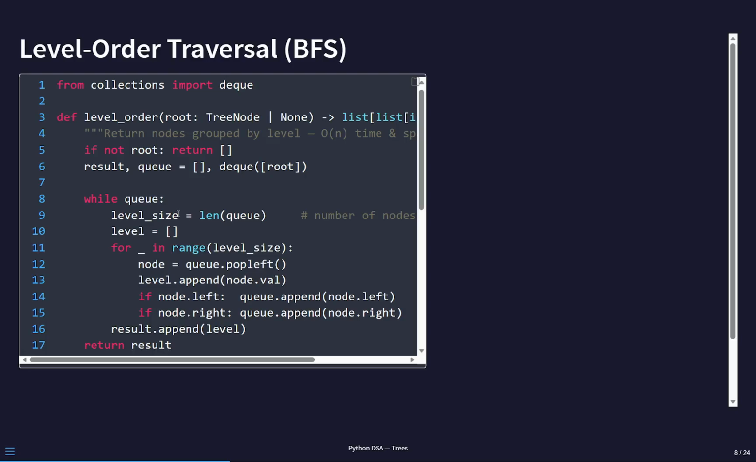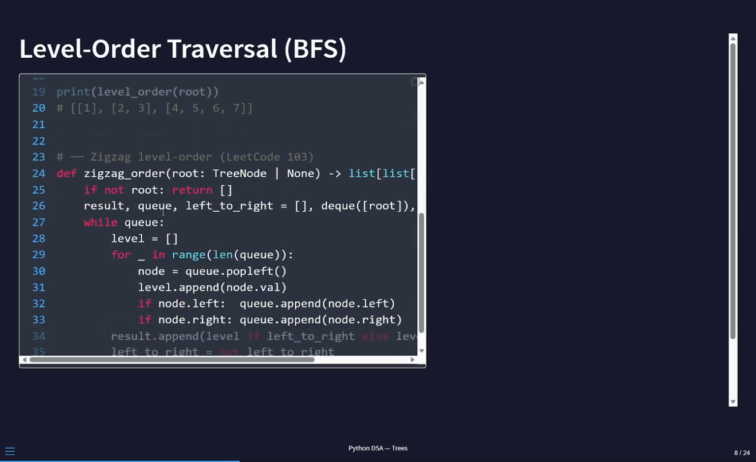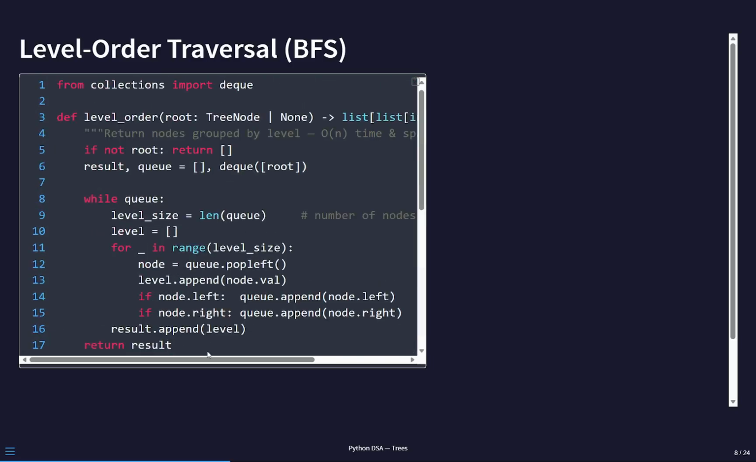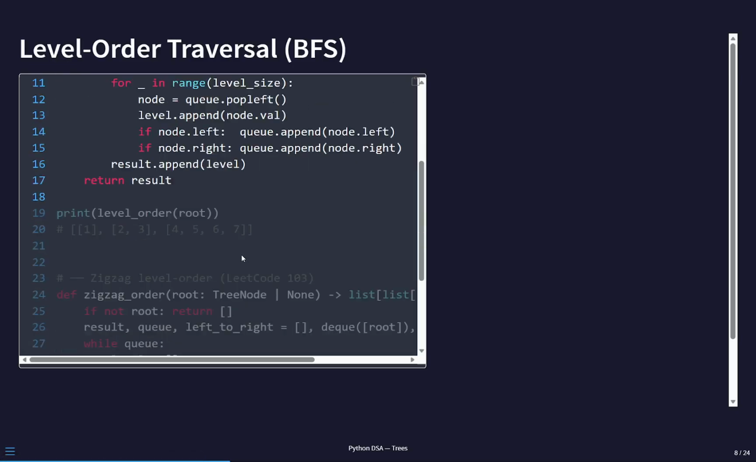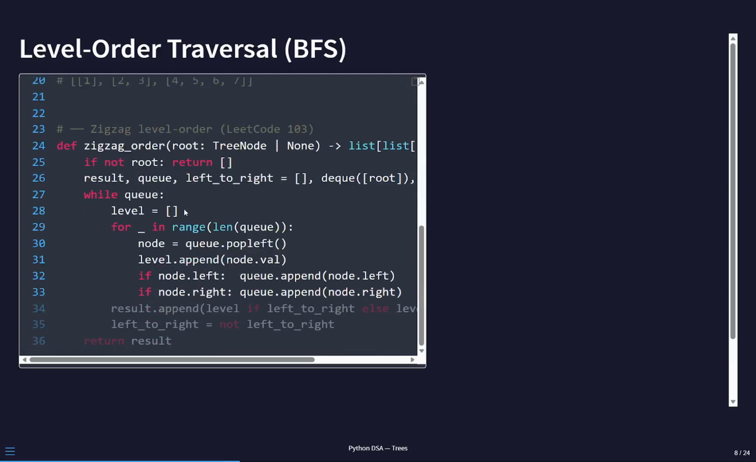That count tells you exactly how many nodes are on the current level right now. We process exactly that many nodes, appending their children for the next iteration. This neatly produces one sublist per level in the output. The result for our example tree: [1], [2, 3], [4, 5, 6], [7]. Levels clearly delimited.